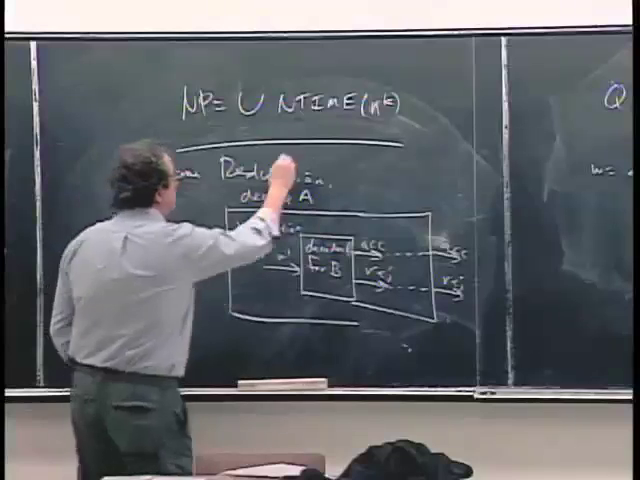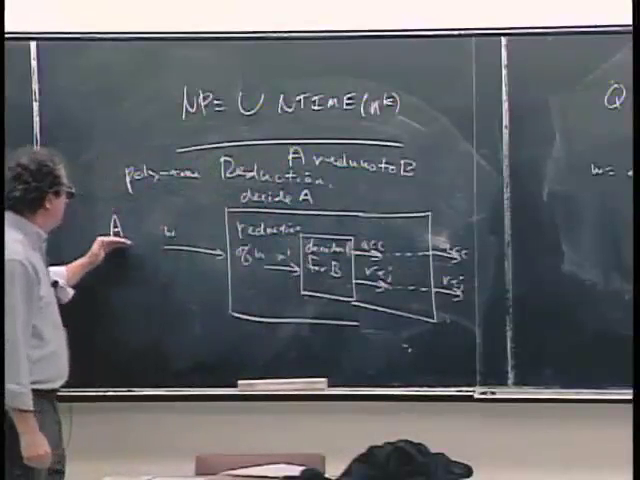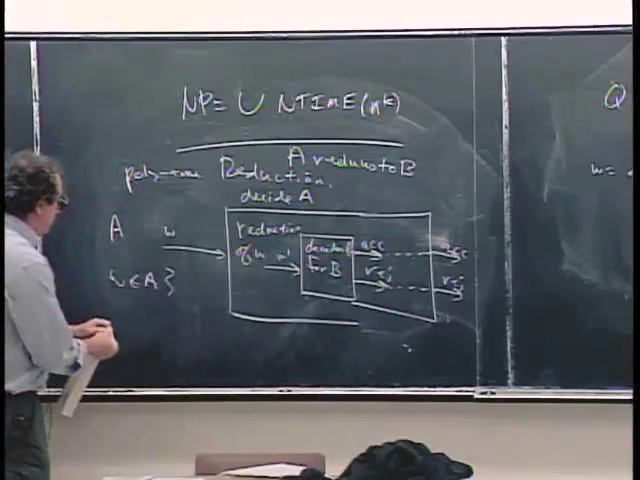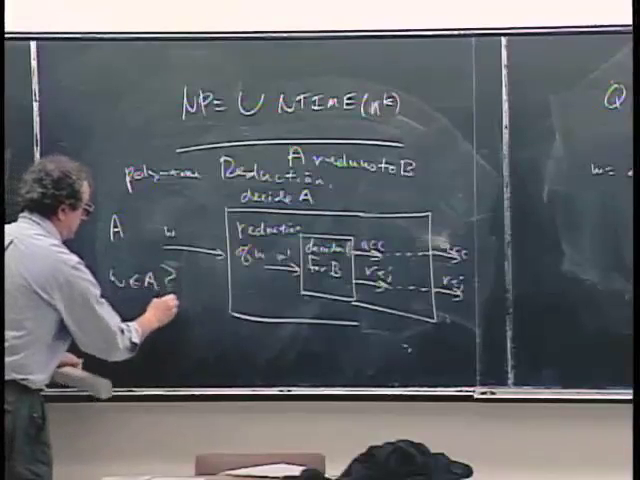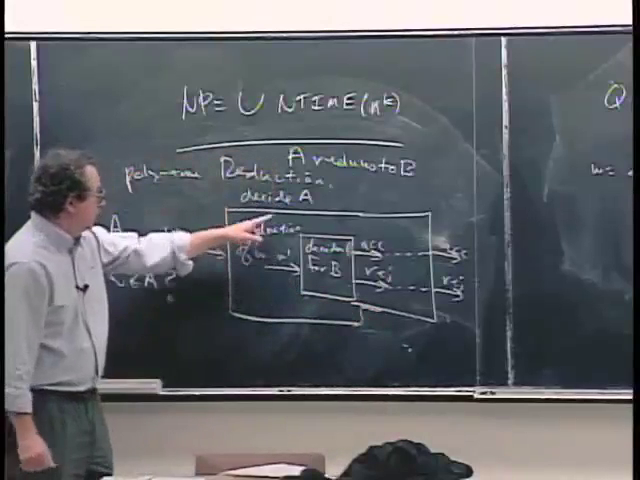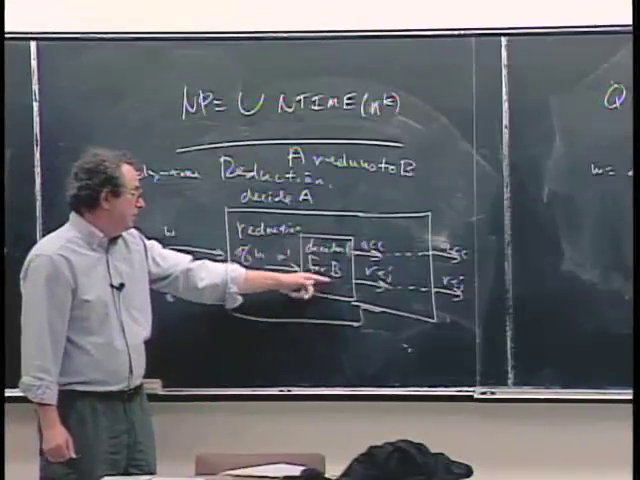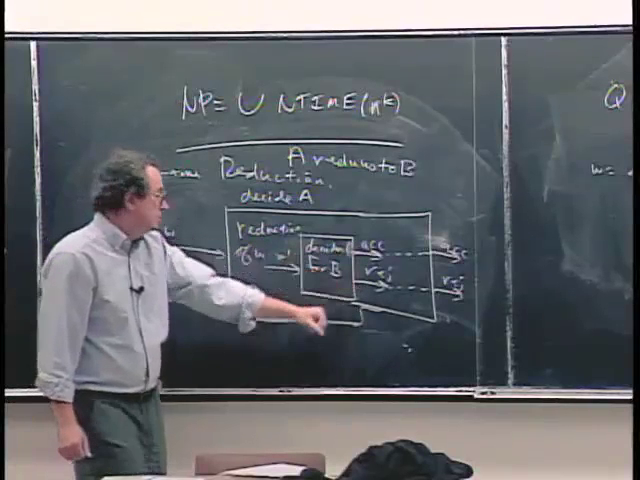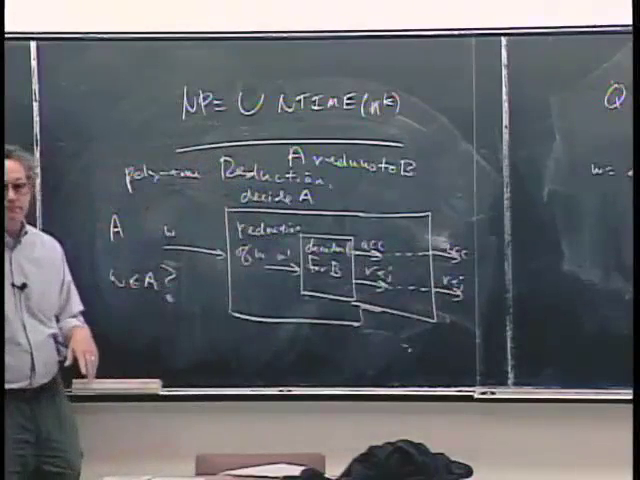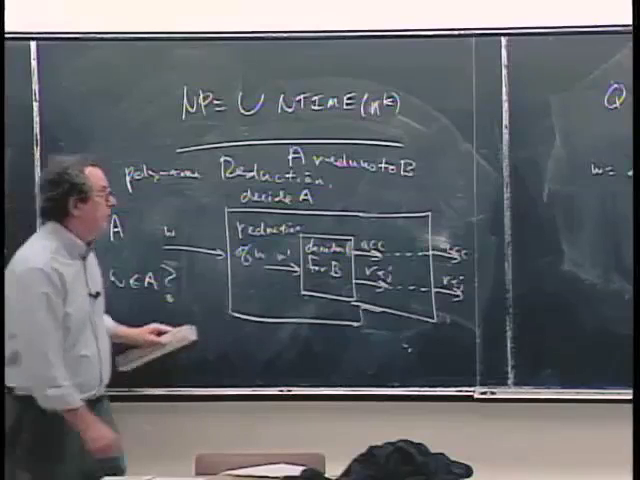A reduces to B means that whenever you want to solve a problem of whether W is contained in A, you can feed that W into a larger machine here, which does something on W, creating a W prime, and then it feeds it into the supposed decider for B, and then based on what this decider does, it accepts or rejects appropriately for whether W is in A. Okay, this is the same picture we did when we were talking about undecidability and decidability.